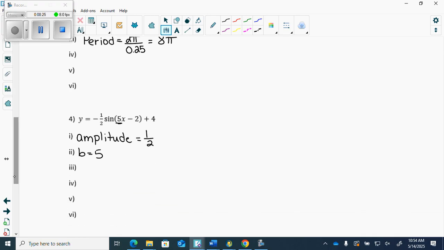Okay, and then 4, the period equals 2 pi divided by b. So 2 pi divided by 5. Can that reduce anymore? That's it. 2 pi over 5. That's it. Yeah, let's go back.